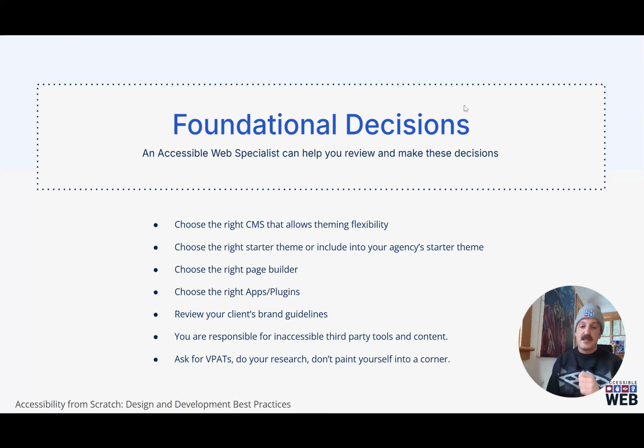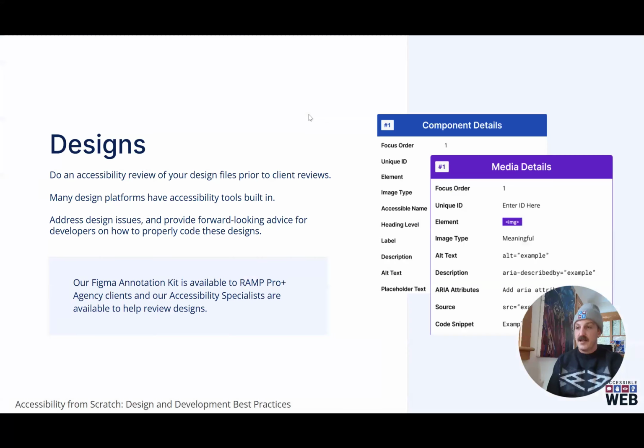So if you ask for an ACR or a VPAT, if the vendor can provide that to you, that typically means that they have a pretty accessible platform. And obviously you want to review the ACR to make sure it's showing conformance support. But if you ask for a VPAT and they can provide you with one, review that, and that's a pretty good sign they're at least thinking about accessibility.